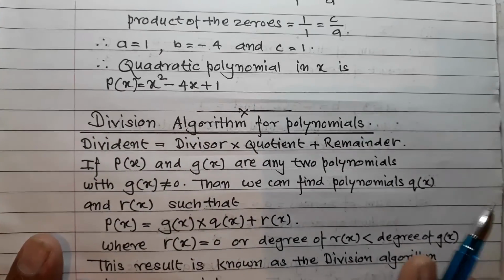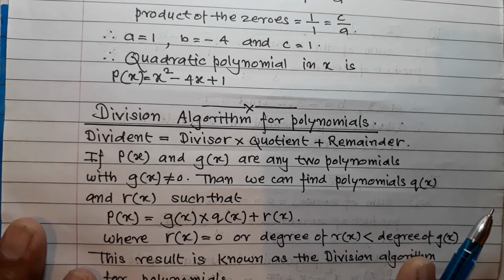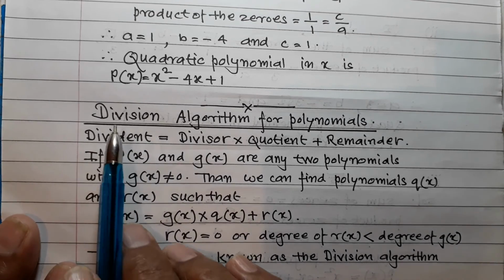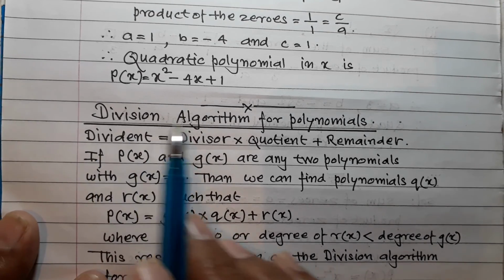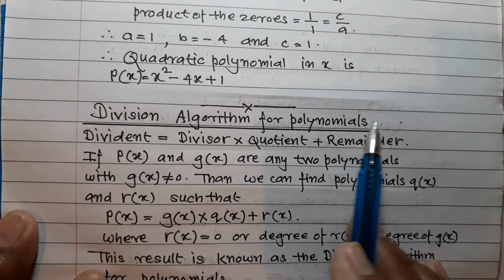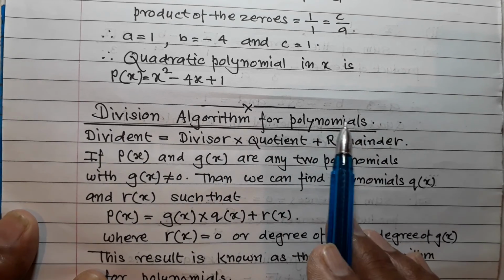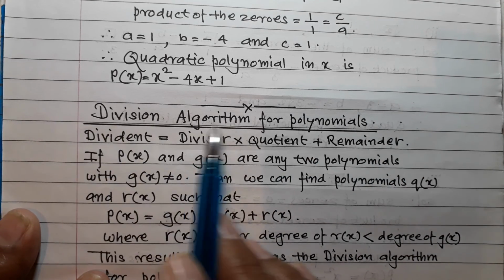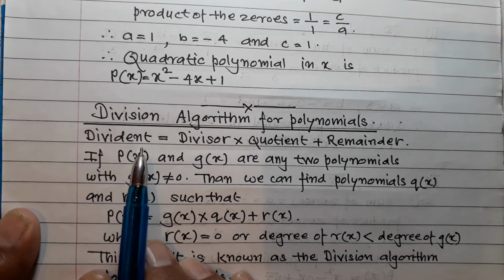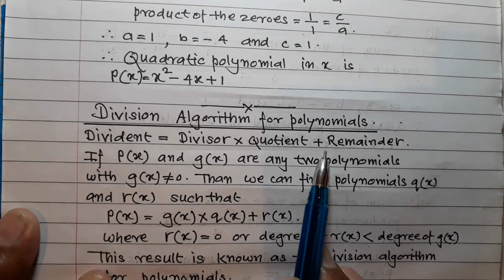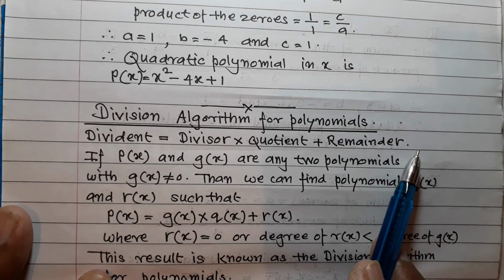Then here is one algorithm. Try to understand. So what is this algorithm? Division algorithm for polynomials. Algorithm means what? It is a technique. So what is that division algorithm? Dividend is equal to divisor into quotient plus remainder.